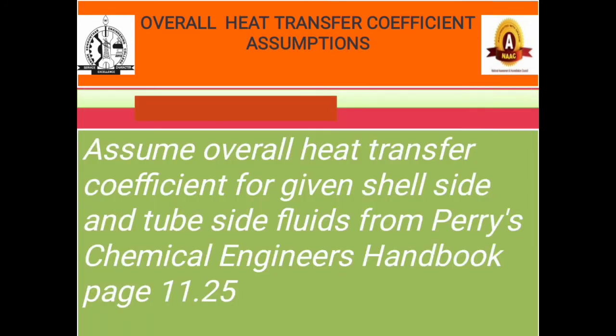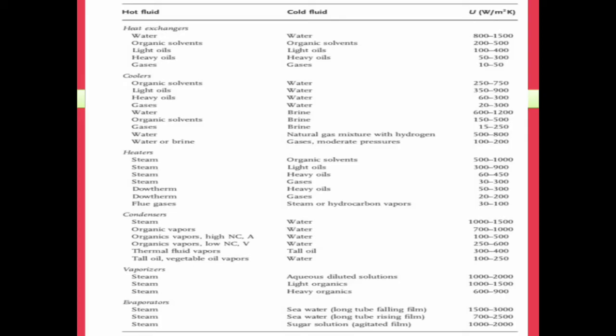Overall heat transfer coefficient for a given shell side and tube side fluid. So using the Perry's Chemical Engineers' Handbook, this is the table available in the Perry book. Hot fluid is on one side, cold fluid on the other side. For the given hot fluid and cold fluid, we have to choose the value of the overall heat transfer coefficient, which we have to assume.